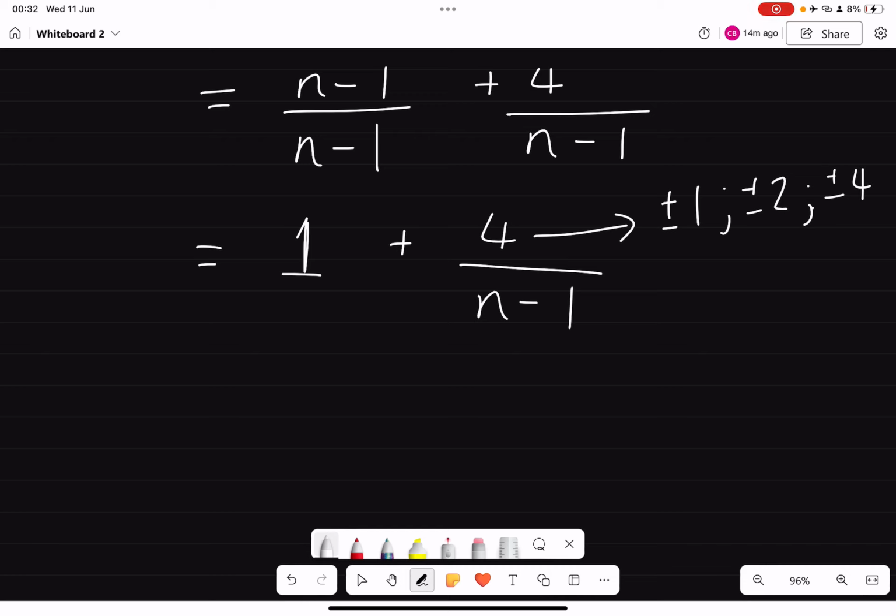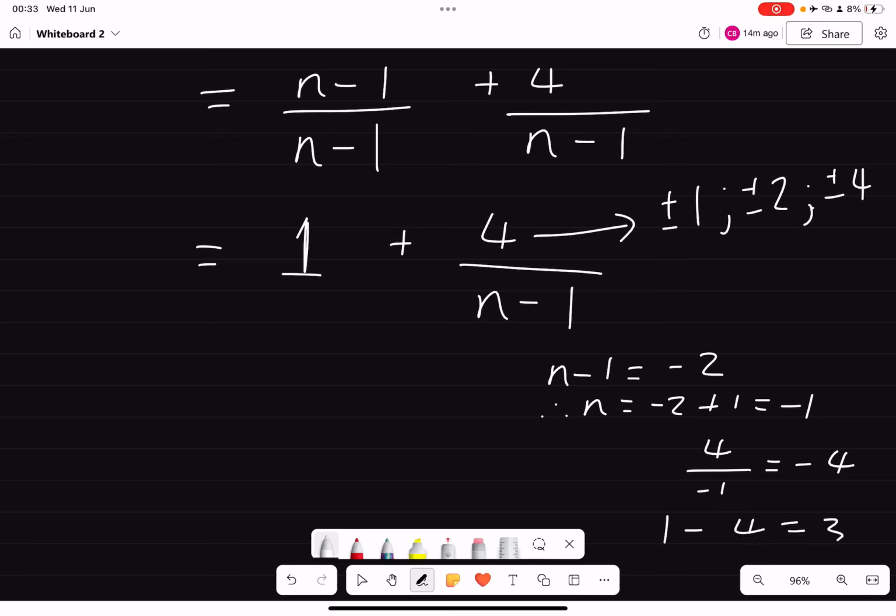Let me just show you an example. Let's say n minus 1 was basically negative 2. Therefore, n would be minus 2 plus 1, which will be minus 1. Then you're going to have 4 divided by minus 1, which is minus 4. And then 1 minus 4 gives you minus 3. This one is that one. And that is the first example.